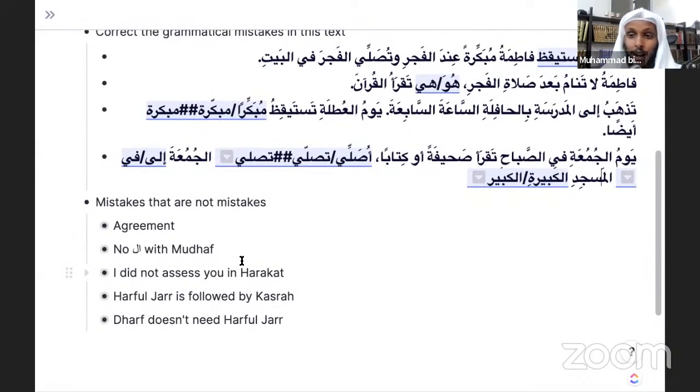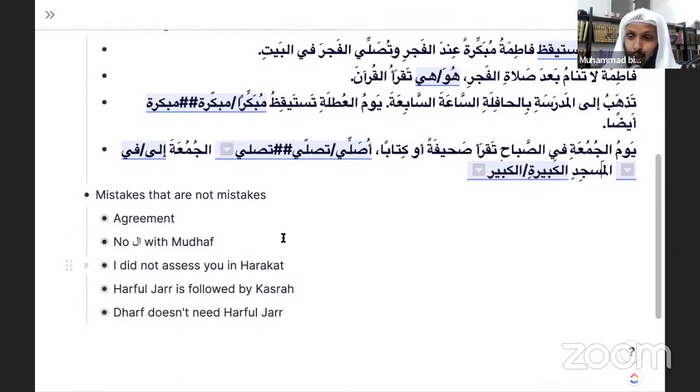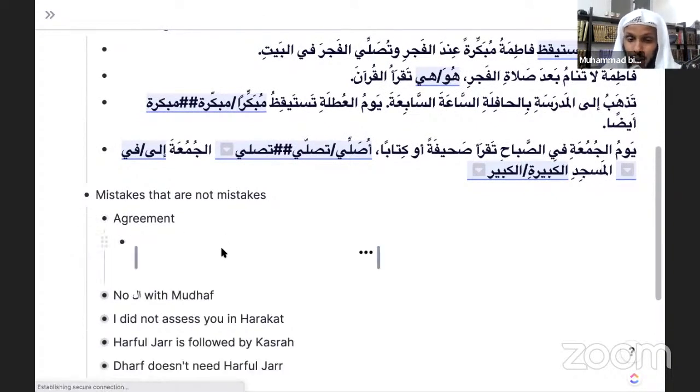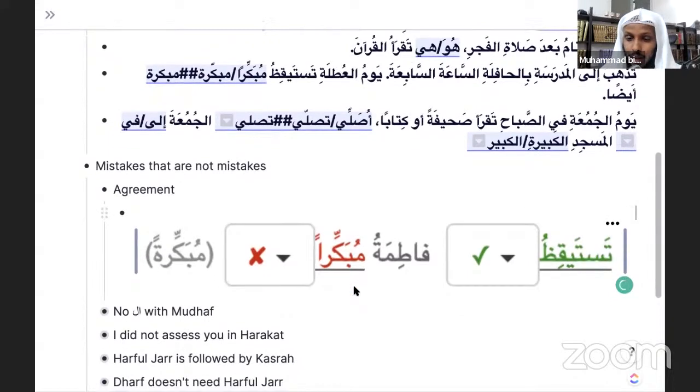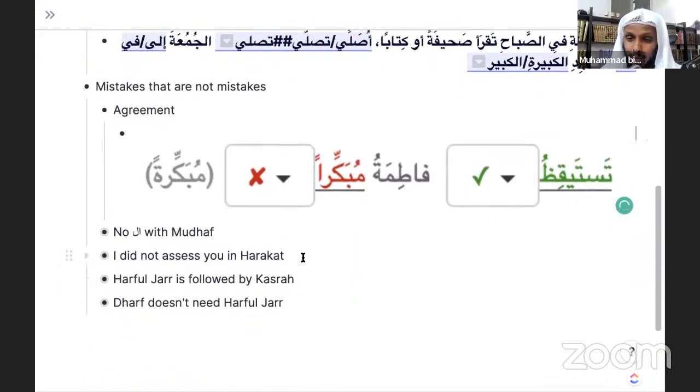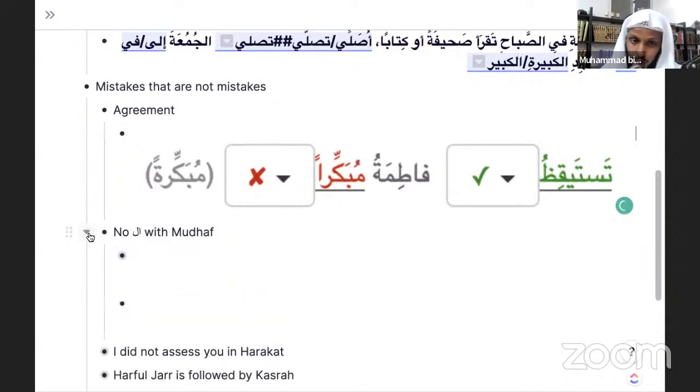Mistakes that are not mistakes, that some of the students consider to be a mistake. One of them I've already mentioned, which is the agreement between mubakkiratan, Fatima, and mubakkiran. So some students said, wait a minute, this is wrong. Fatima to mubakkiran, la. Sorry, Fatima to mubakkiratan, they said la. It should be mubakkiran, so they corrected it, which is not the case.